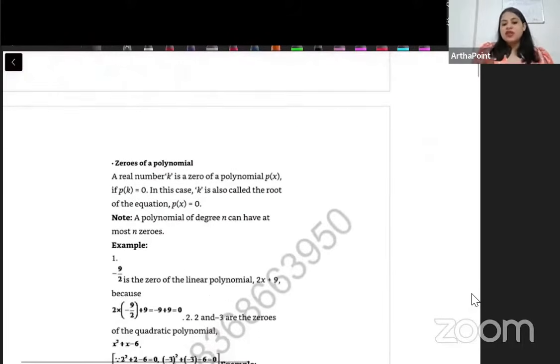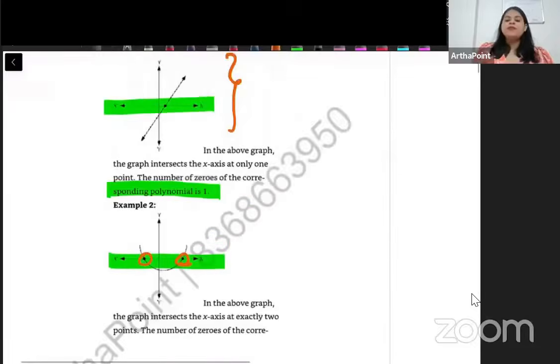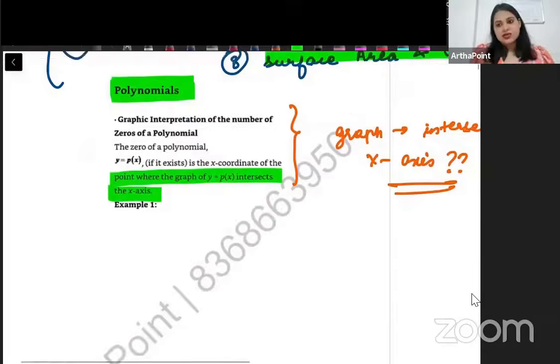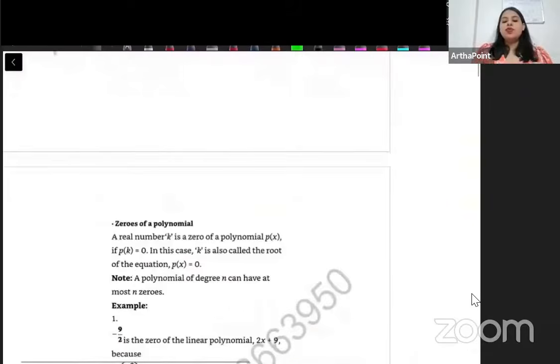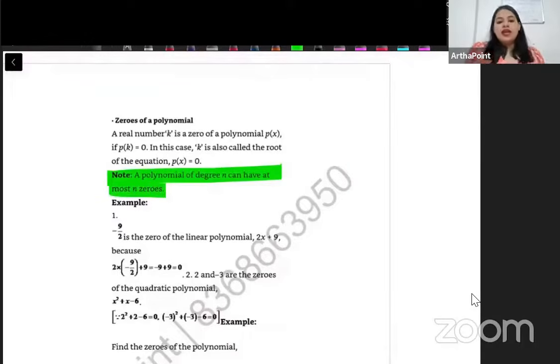So basically, what is the number of zeros of the polynomial? Graphically, it is the number of times that you intersect the x-axis, the number of times you cut the x-axis. Okay, now let us come to one important theorem. This theorem says that a polynomial of degree n can have at most n zeros.